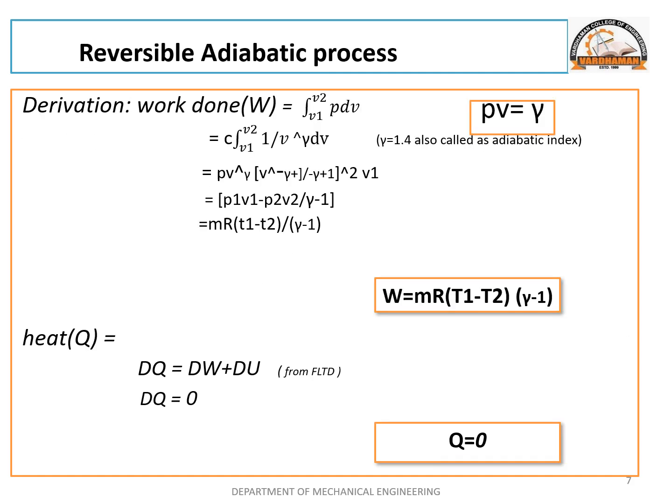Reversible adiabatic process. We know the relation that PV to the power of gamma is constant, where gamma's value is 1.4, which is also called the adiabatic index. For work, we take the same relation, the integral of pressure and volume, and by simplifying the terms, we get P equal to C by V to the power of gamma, and if we integrate this, we get (P1 V1 minus P2 V2) by (gamma minus 1), and further simplification gives us MR (T1 minus T2) by (gamma minus 1), which is the formula for work.